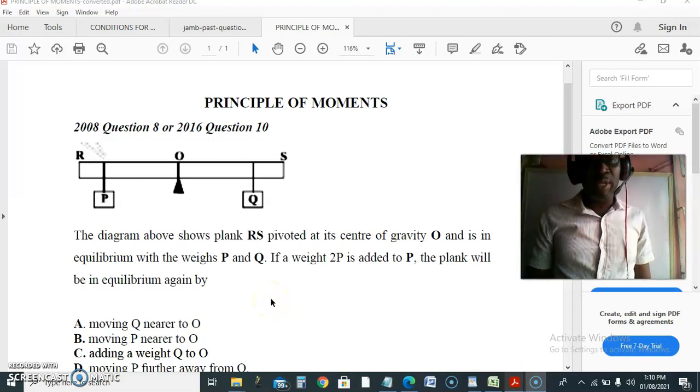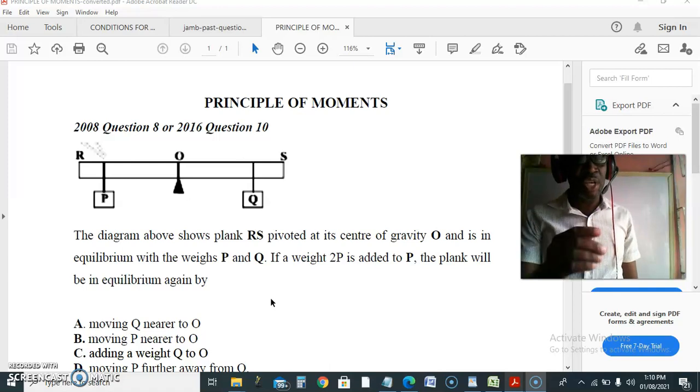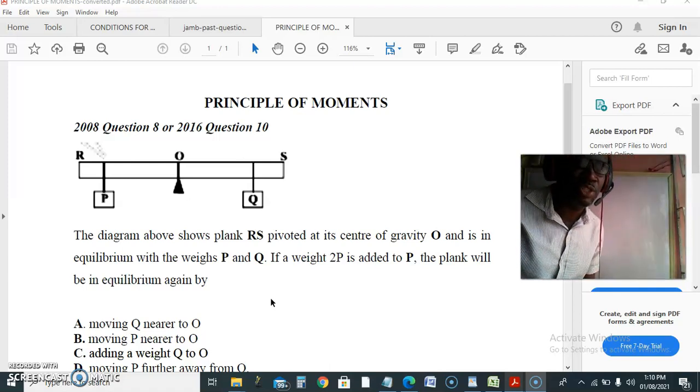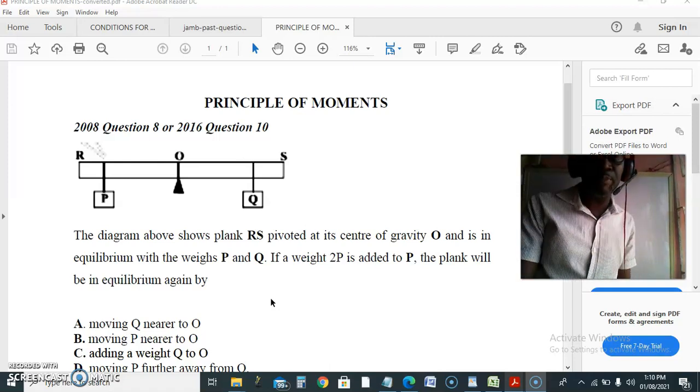Actually, we want to look at some questions from the principle of moments. I'll be taking them from JAM questions. We have JAM question 8 of 2008. It was also repeated in 2016, so JAM repeats some questions at times.